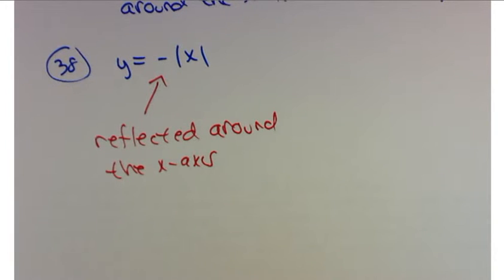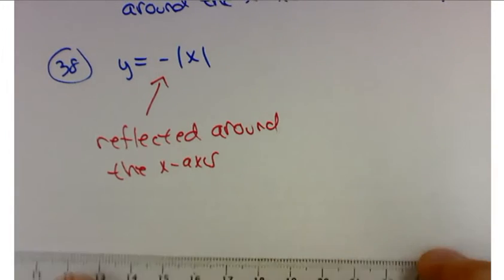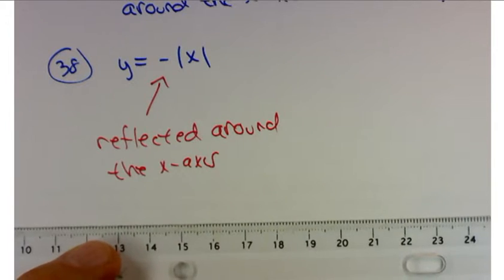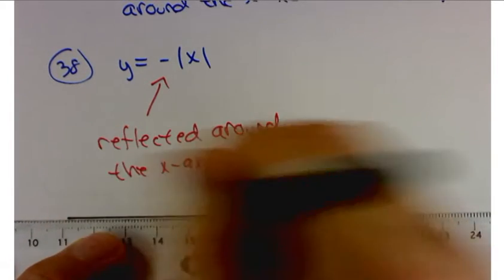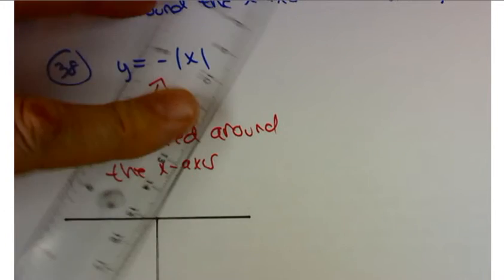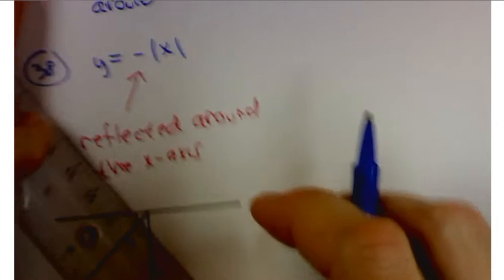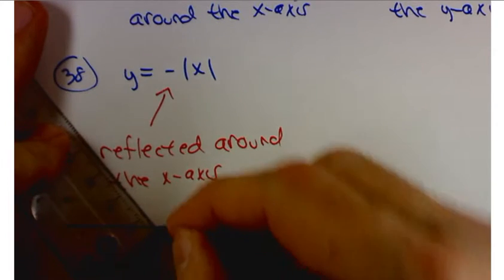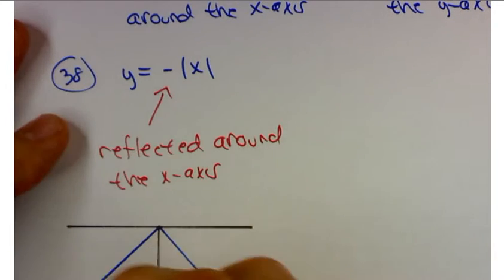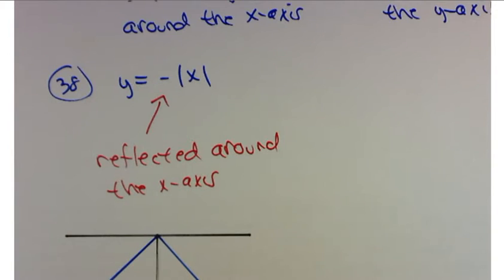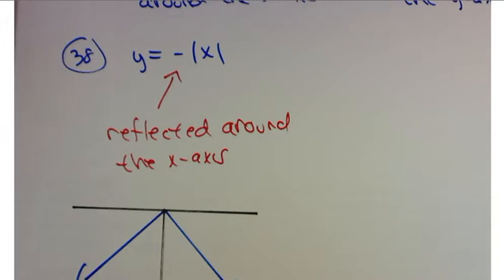So it's just going to be something like this. But it's nice to be able to predict that based on the form of the graph, the form of the equation. How about problem number 50?